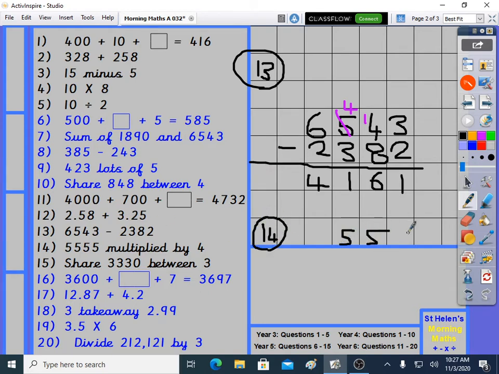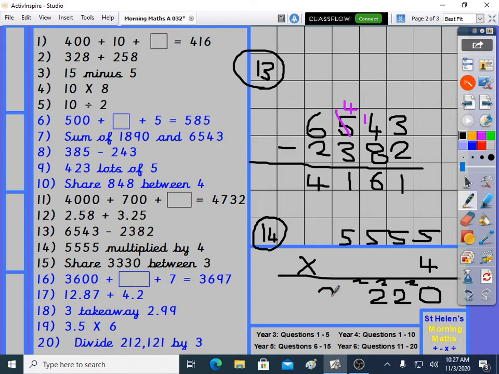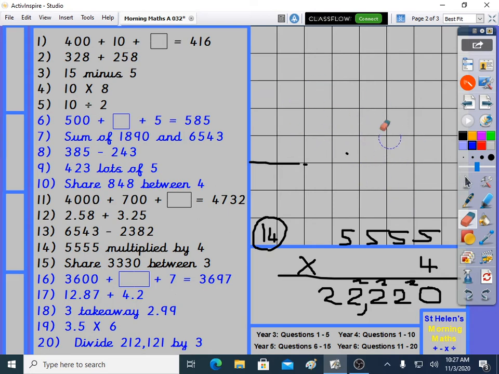Question 14, 5,555 multiplied by 4. 4 times 5 is 20. 4 times 5 is 20 plus 2 is 22. That 22 can go at the front. 22,220 is our answer to that. And the last year 5 level question is question 15.